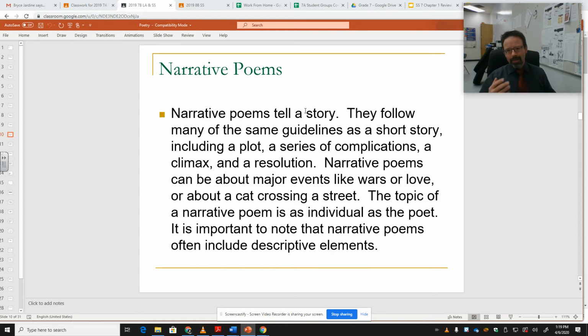Narrative poems. These poems tell a story. They follow the same kinds of guidelines as a short story, including plot, complications, climax, resolution, all those things along the way. Narrative poems can be about major events like wars or love, or they can be about a cat crossing the street. The topic of the narrative poem is as individual as the poet itself, and it's important to note that narrative poems can use descriptive elements.